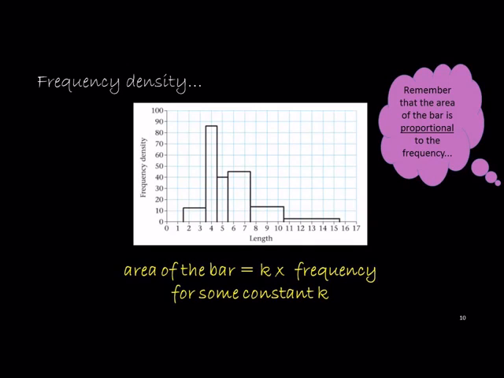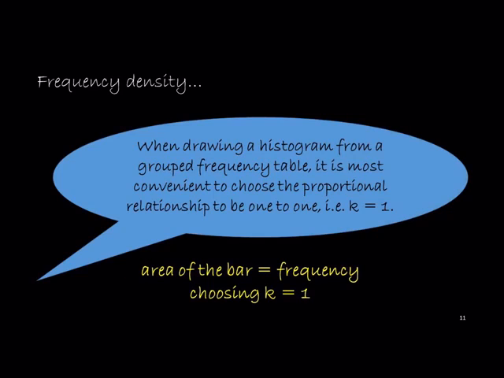But we've said that the area of the bar is proportional to the frequency. What does this mean? This means that the area of the bar equals a constant times the frequency. We have used the constant k. Now, when we draw a histogram from a grouped frequency table, it's most convenient to choose the proportional relationship to be a one-to-one relationship. In other words, let k equal 1. And this will give us that the area of the bar does in fact equal the frequency.